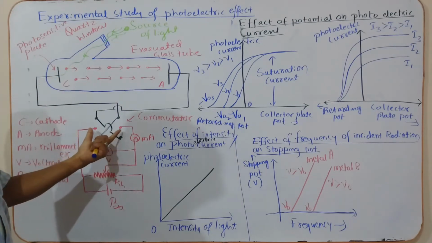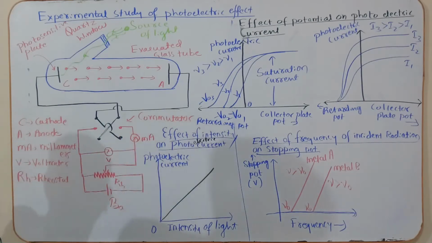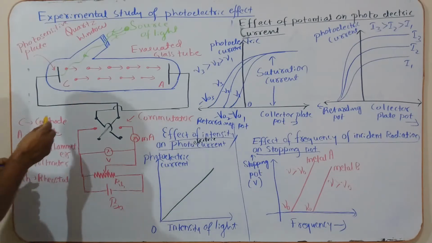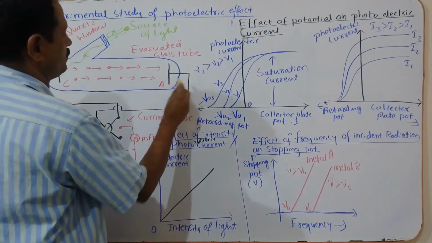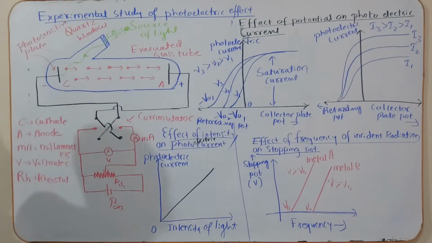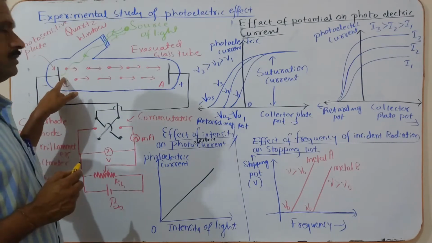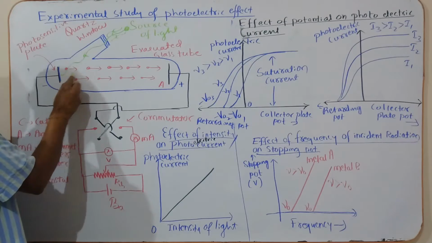Now it is connected to the commutator and battery, rheostat, voltmeter and milliammeter. The cathode is connected to the negative and the anode is connected to the positive. Now a suitable frequency of light is incident on this. Then the photoelectric effect takes place. Then the photoelectrons are emitted here.